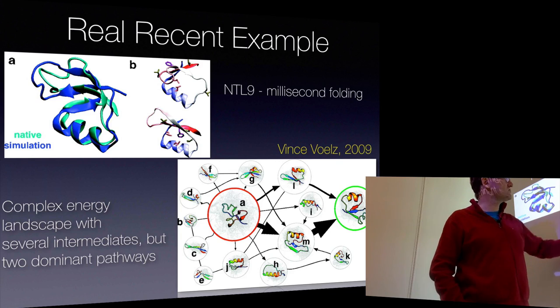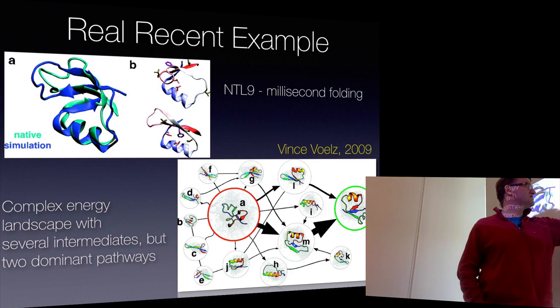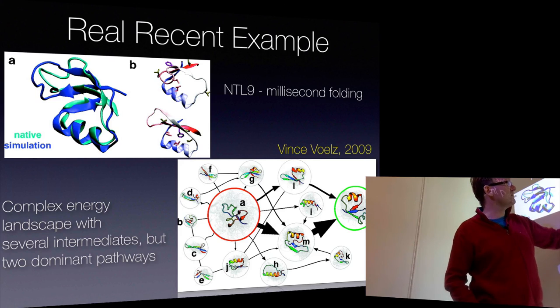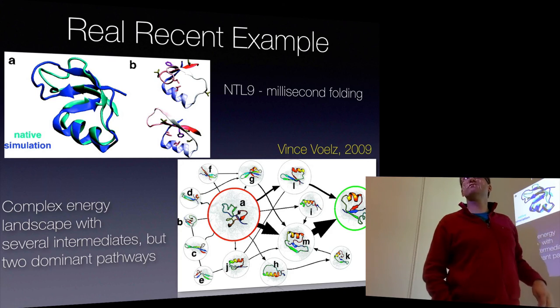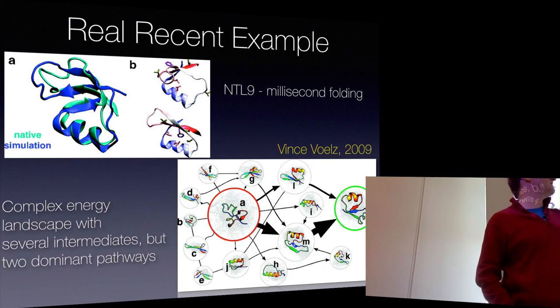The size of these rings corresponds to how large the state is. But from each state, there are lots of other states you can go to. Each letter here is a state that they have observed in simulations. So this is an entire mesh network, a spider's web, where the size of the arrow says how large the rate constant is. So you can see that the dominant folding pathway is to go from A to M to N for native.